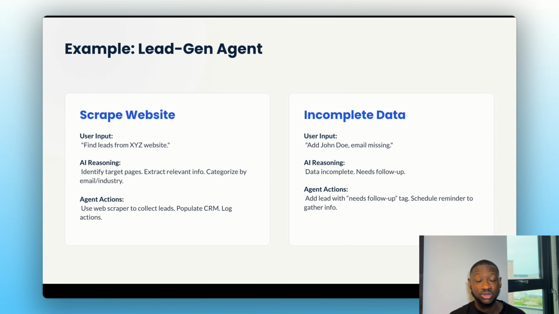And now we have another use case, incomplete data for the lead gen agent. Let's say the user input was add John Doe, but an email was missing and you need an email in order to add that particular person to your CRM. So the reasoning will be the data is incomplete and you need to follow up. And the actions to take are add lead with a needs follow-up tag in the CRM and schedule a reminder to gather more info from that lead.